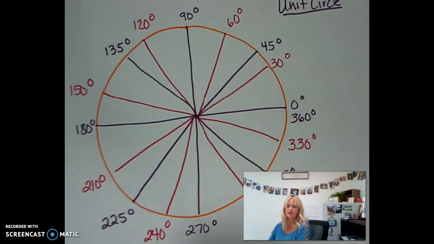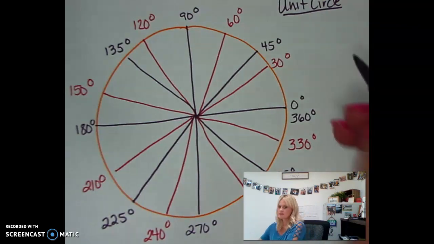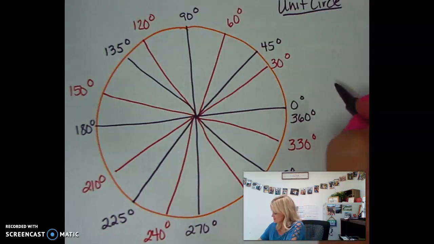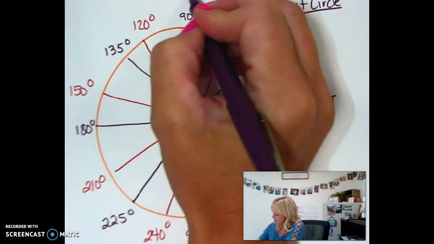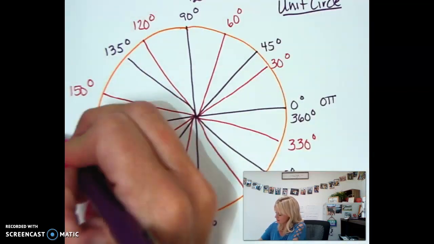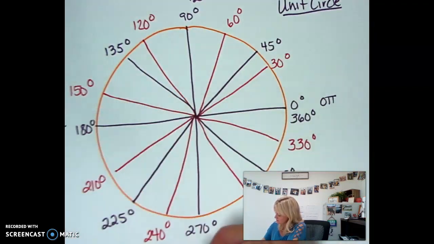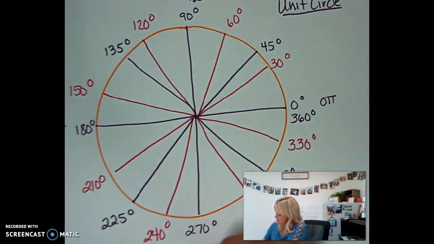Okay? Now, we don't always use degrees, but we also use radians. So let's talk about radians. Again, let's start with the simple one. We have 0 pi, half a pi, pi, 3/2 of a pi, and 2 pi.